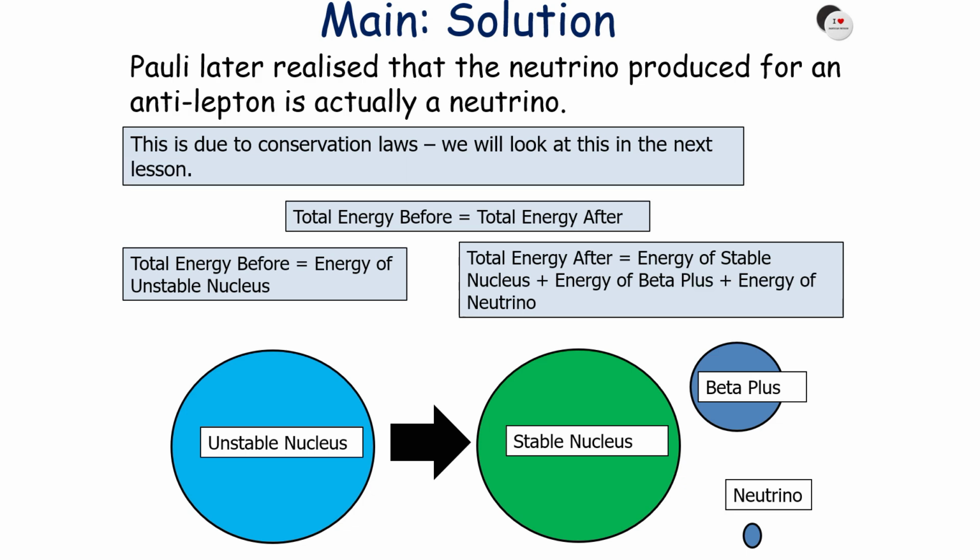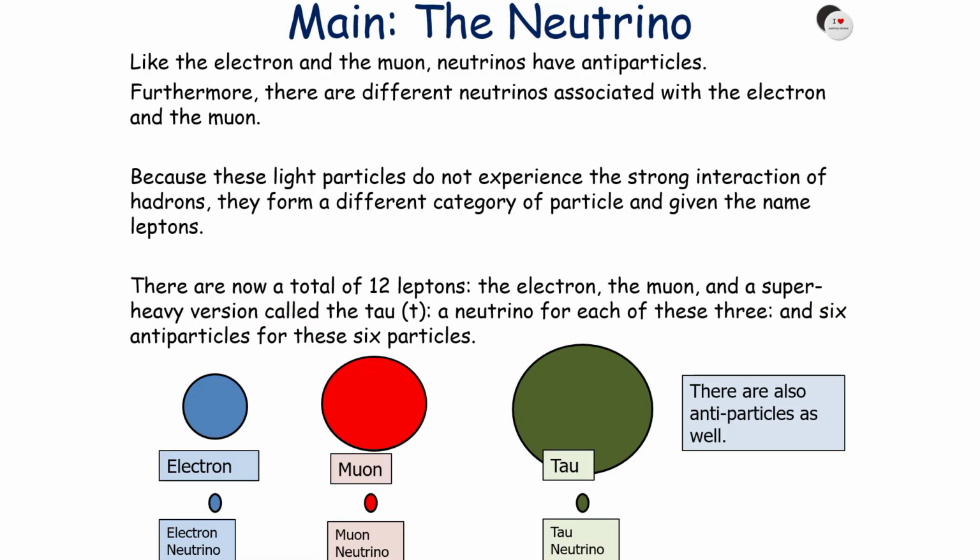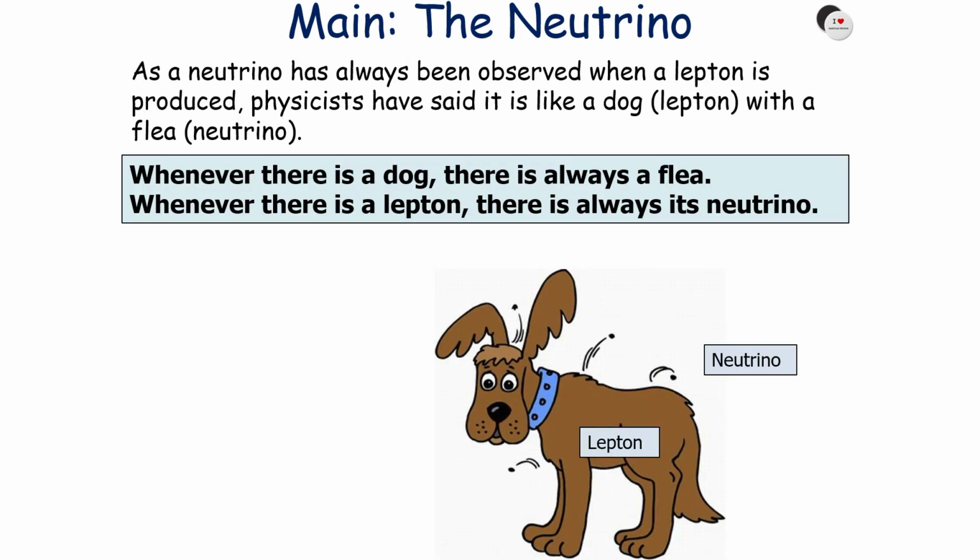Now, the neutrino is associated with another type of particle, the lepton, and there are many different neutrinos associated with the 3 different types. So you've got an electron and an electron neutrino, a muon and a muon neutrino, and a tau and a tau neutrino. A neutrino has always been observed when a lepton is produced. So physicists have said that the lepton is like the dog, and the neutrino is like the flea. So whenever there's a dog, there's always a flea. Whenever there's a lepton, there's always a neutrino.